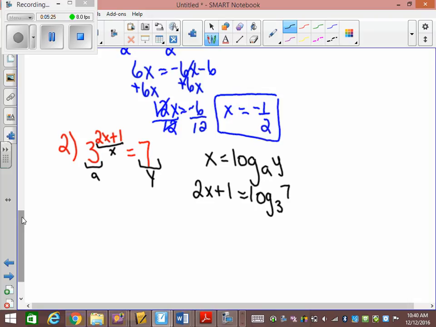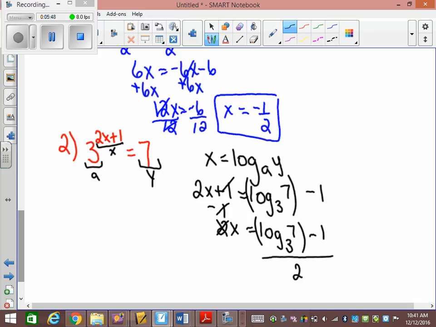Okay, then I need to subtract the 1 because I need to get the x by itself. So I subtract the 1. Remember, when you subtract the 1, you have to punch this into your calculator. You're not going to go log base 3 of 6, sorry. You're not going to do that. And then we're going to need to get it by itself. So we have 2x equals log base 3 of 7 minus 1. And we'll divide our answer by 2.